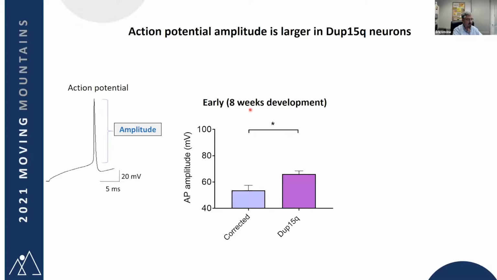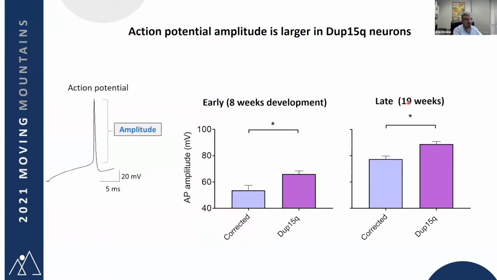First, I'm showing you an early time point. So this is just after 8 weeks of neuronal development in culture. And at that time, you can see that the amplitude of the Dup15q neurons is significantly higher than the amplitude of the corrected neurons. If we record later in development, so this is after 19 weeks, so quite a prolonged period of in vitro development.